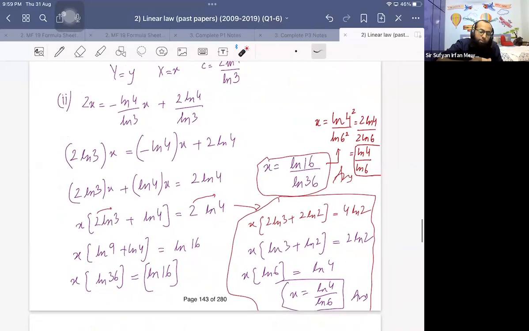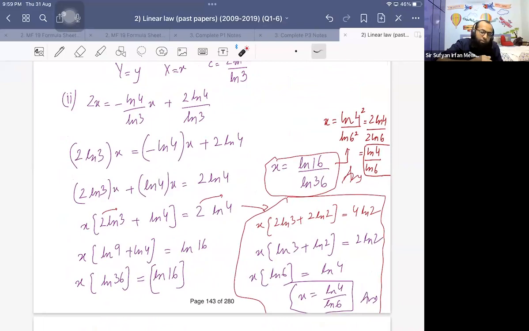Now I'll discuss all the possibilities with you. The first thing is ln 3 we see in both the fractions, so even the LCM is going to be ln 3. So we can cross multiply. So minus ln 4 times x plus 2 ln 4 equals 2 times ln 3 times x.